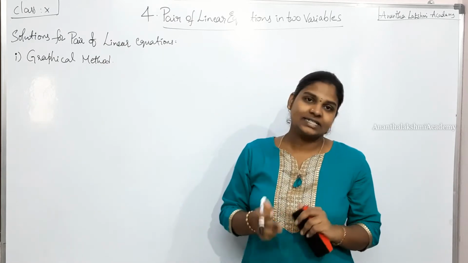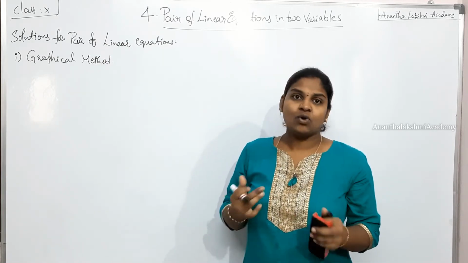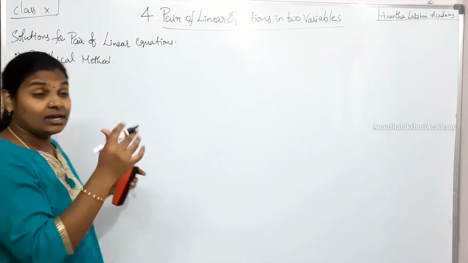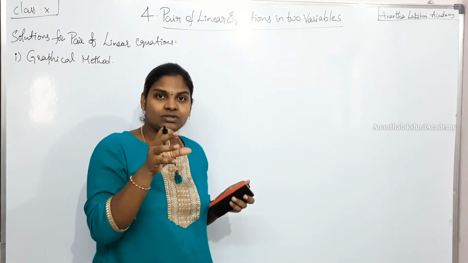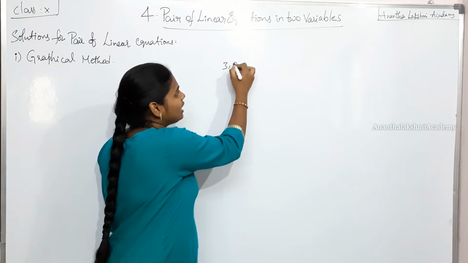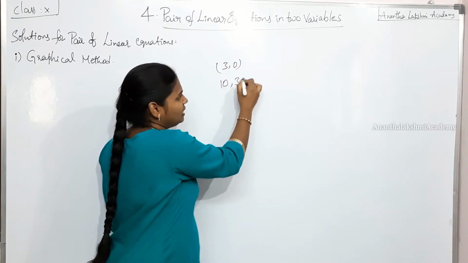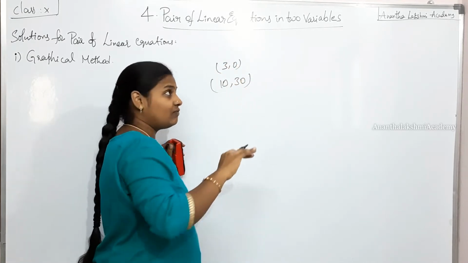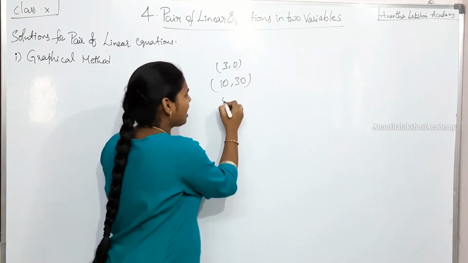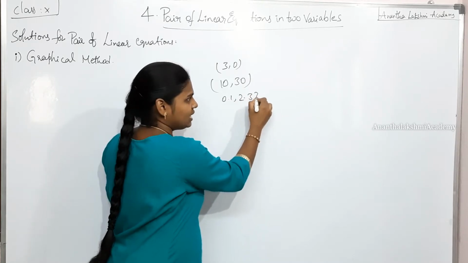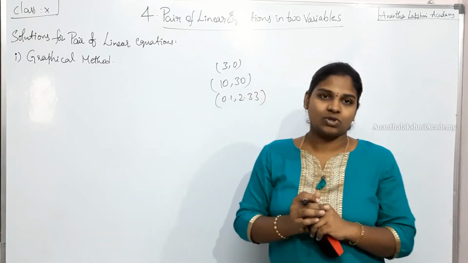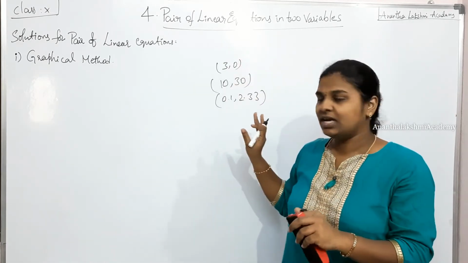So far when we were discussing the graphical method, whatever coordinates we have seen are numbers. If I put it into the format of a number system, they are integers. So far what have we seen? Like 3 comma 0. If we go to bigger numbers, 10 comma 30. If we solve for more, we got fractions, like 0.1 comma 2.33, isn't it?